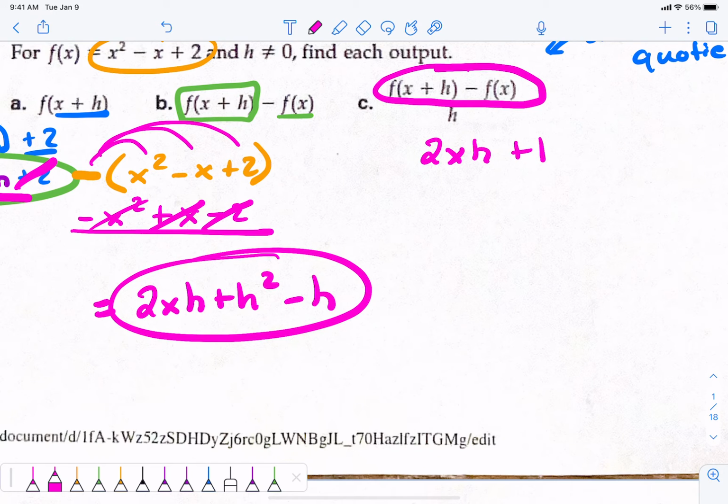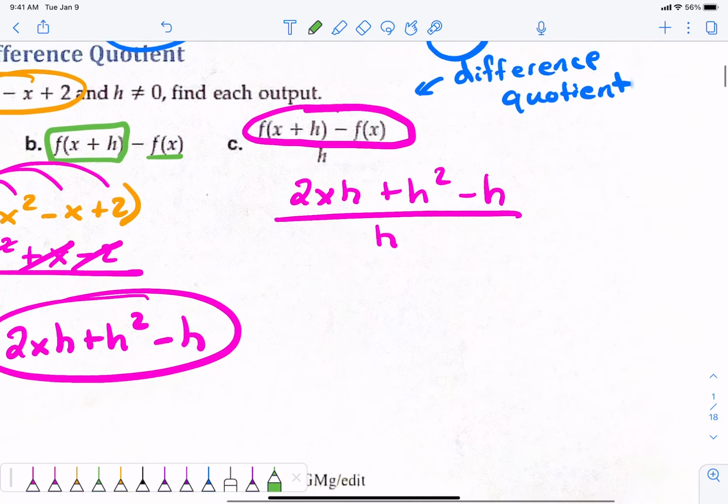2xh plus h squared minus h, all over h, right? But h is... hold on just a second. h cannot be 0, so don't worry about that.